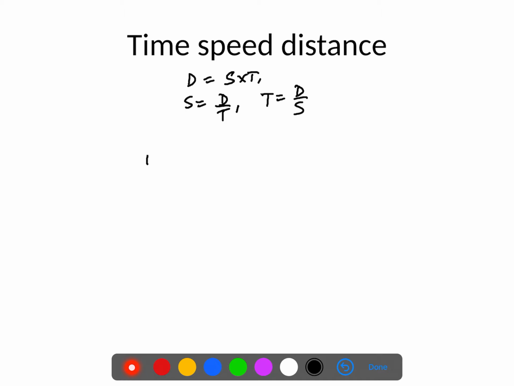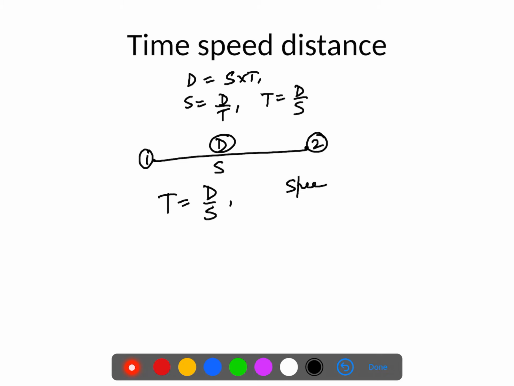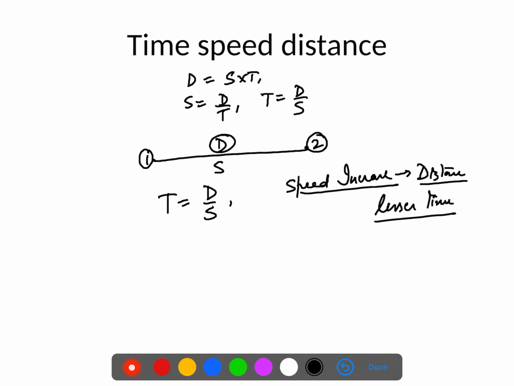Let's see one simple example. Let's say I'm going from point 1 to point 2. D is distance, and s is my speed. So the time taken to cover the whole distance would be distance over speed. Now there could be a situation where I increase the speed. If the speed is increased, to cover the same distance, lesser time would be required. If the speed increases, time decreases.